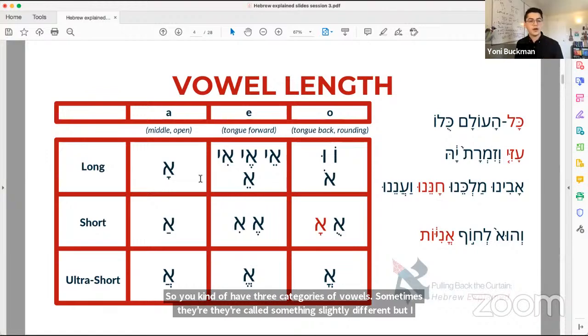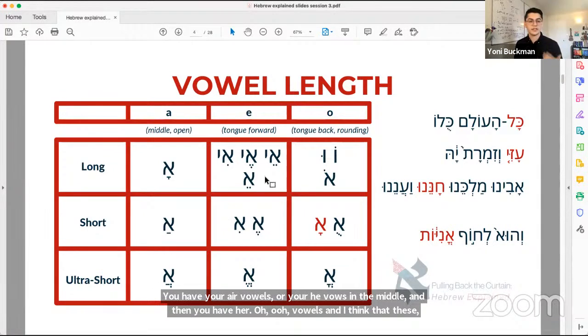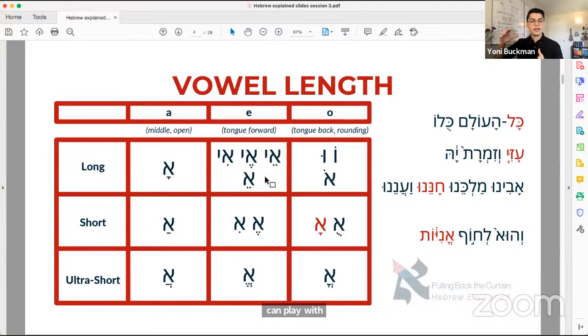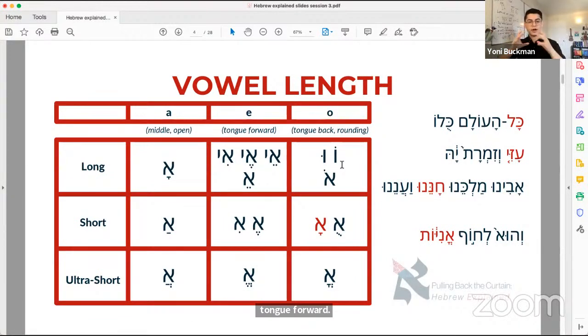Your ah vowels are very much in the middle of your mouth with an open mouth. The e vowels, play around with the difference between an e and an a, right? So just make those sounds and feel you're pushing your tongue forward. Your mouth, right, can close a little bit. So the open closedness kind of flows, but your tongue is forward there. And then these o or u vowels have to do with your tongue being kind of scrunched back in your mouth and a rounding of your lips. So the o and the oo. Those are some of the things there.